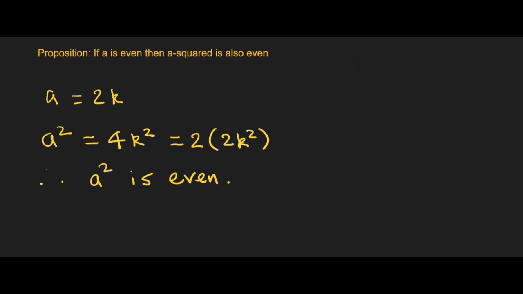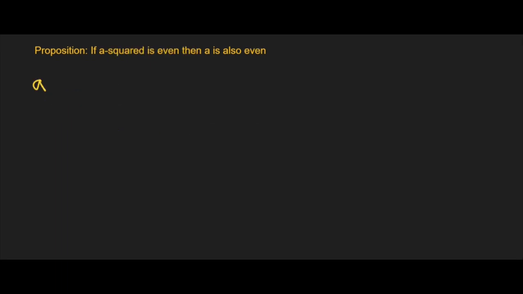Now the proof of the second part is a little bit more difficult, as we'll show using the method of contradiction. The second proposition is that if A squared is even, then A is also even. We're going to start by assuming the opposite, that A is odd, and we're going to show this leads to a logical contradiction. So if A is odd, we can write it as A equal to k plus 1, where k is an even integer.